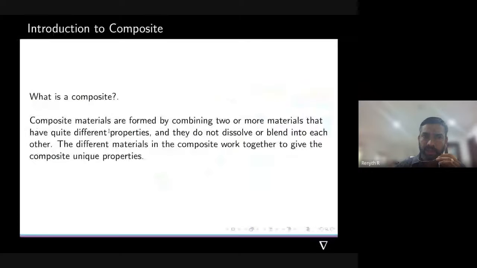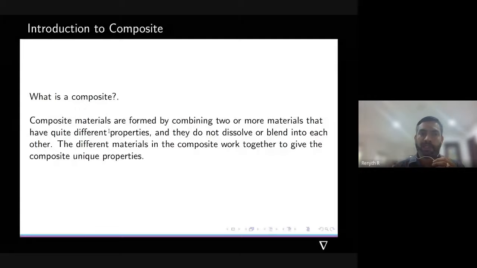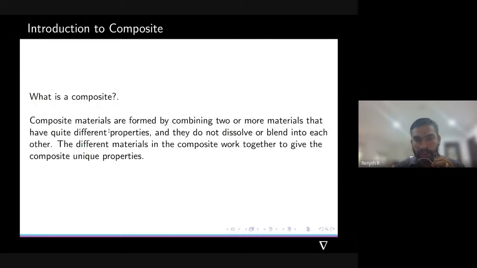So composites are actually the next future of materials. As I already explained, a composite material is a mix of two or more materials that have quite different properties. The difference between an alloy and a composite is that they do not dissolve or blend. In an alloy, the material is blended or dissolved, but in a composite material, if we break that material, we can see the distinct form of the constituent materials. That is a speciality of composite materials.